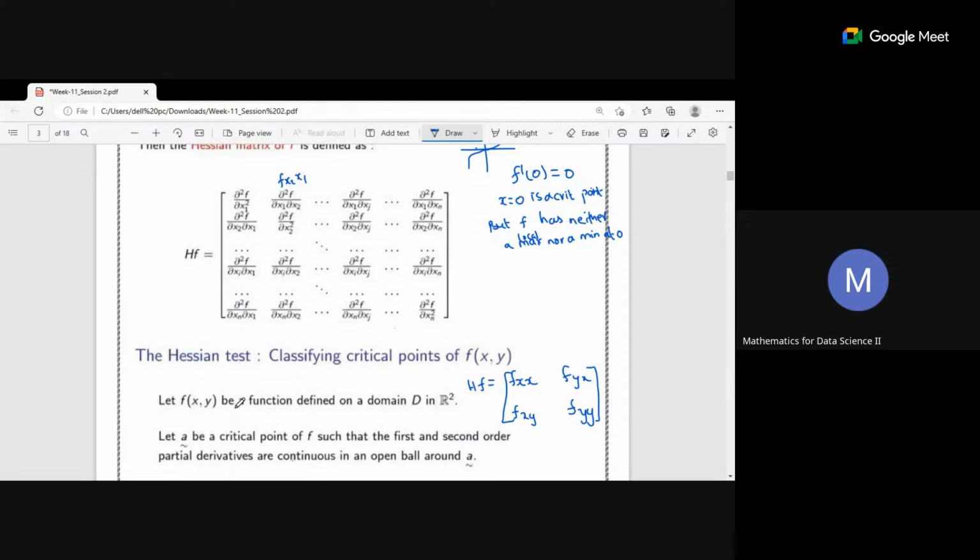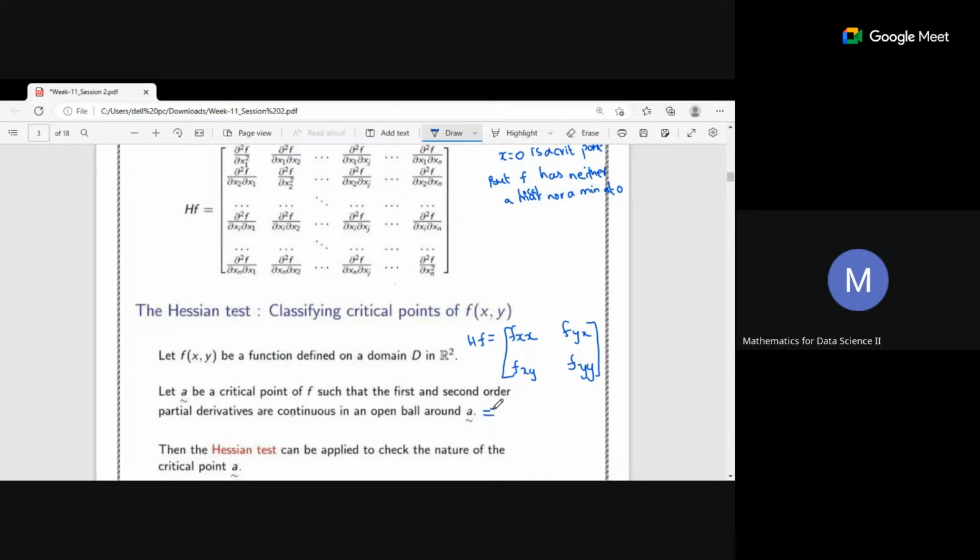Now let f of x comma y be a function defined on a domain D in R2 and A tilde be a critical point of f such that the first and second order partial derivatives are continuous in an open ball around A tilde. In that case, you know that fyx at A tilde is going to be equal to fxy at A tilde. So this means your Hessian matrix Hf is a symmetric matrix.